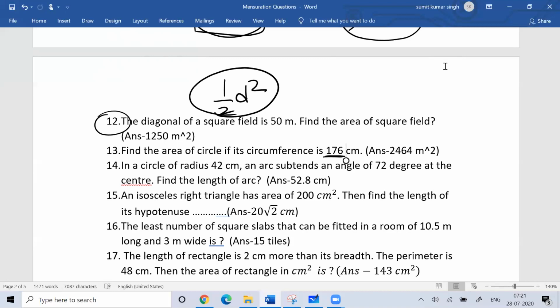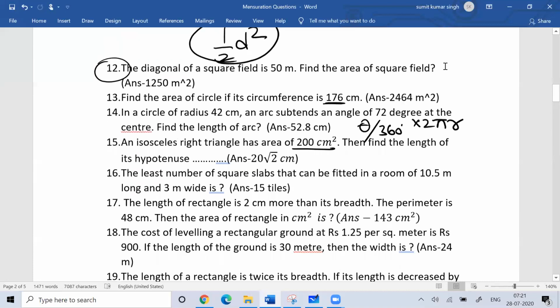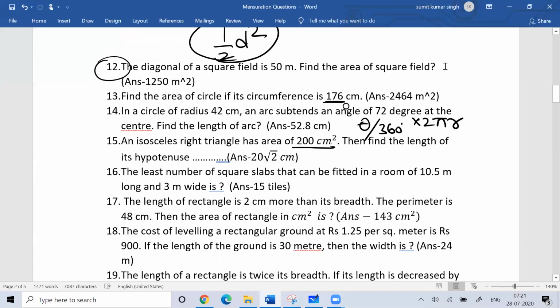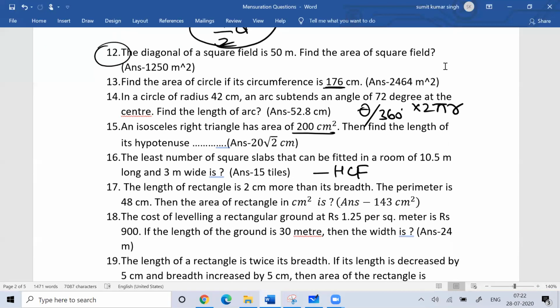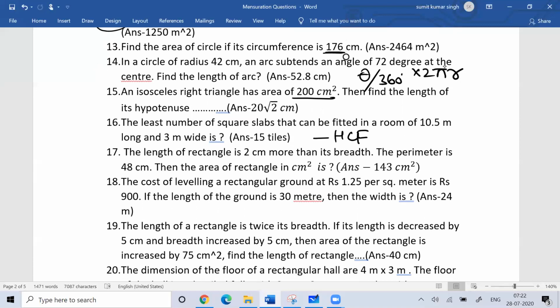Then when you talk about arc, what is the length of arc? Theta by 360 into 2 pi r. You can use that formula. Then isosceles right triangle, if I give you, you can use the property of Pythagoras theorem and the basic property of isosceles triangle. Here, this is a question of HCF. Then just some straightforward rectangle questions. Then this is basically a question where you can solve the problem by using the properties and formulas of rectangles.